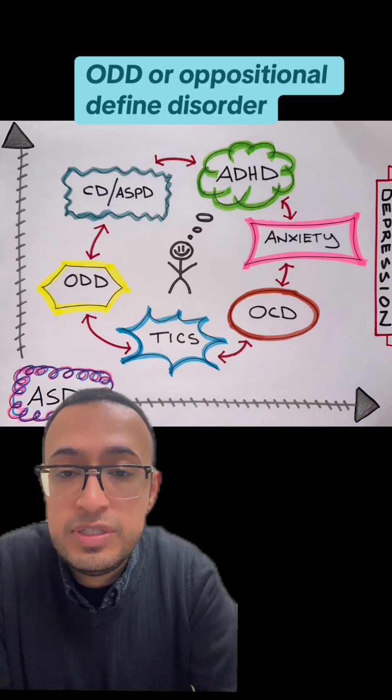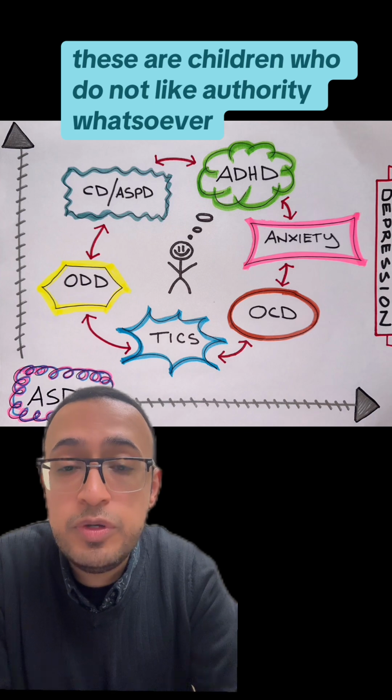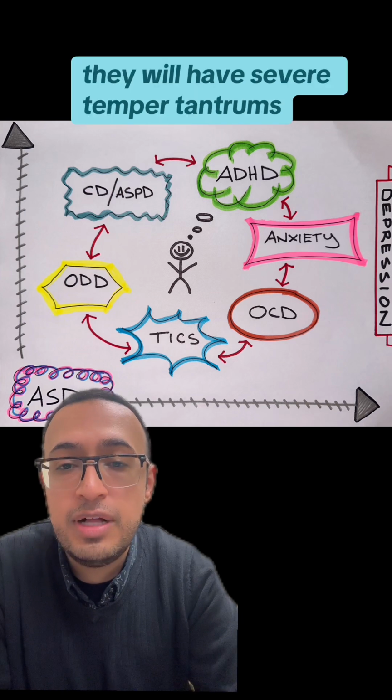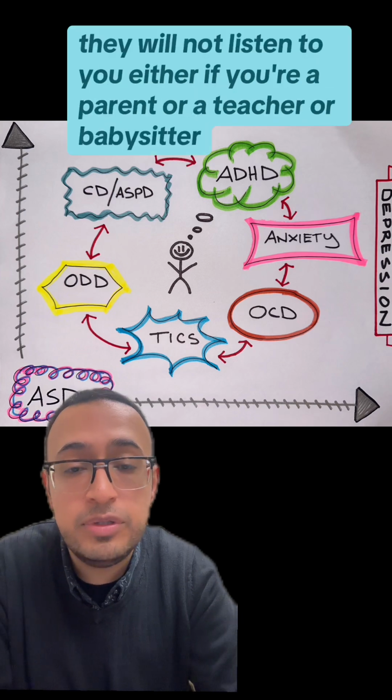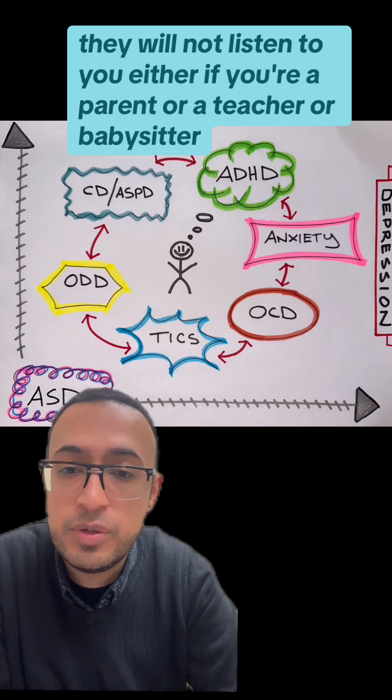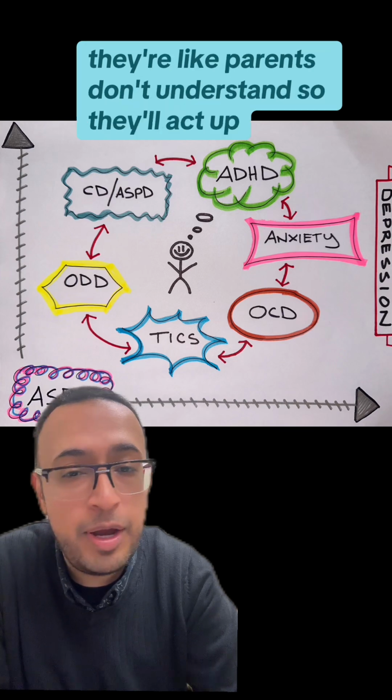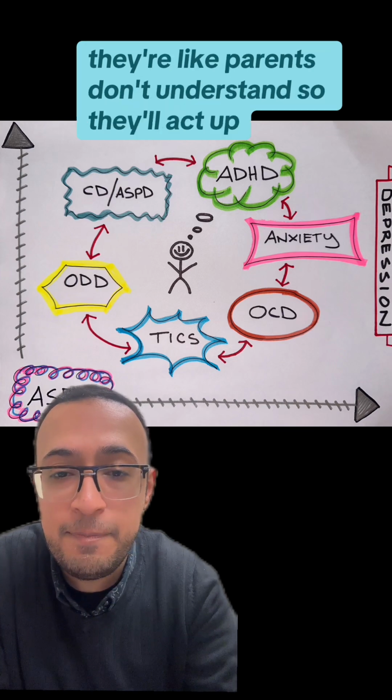ODD, or oppositional defiant disorder, these are children who do not like authority whatsoever. They will lie, they will have severe temper tantrums, they will not listen to you, either if you're a parent or a teacher or a babysitter. They just don't like authority. They're like, parents don't understand, so they'll act up.